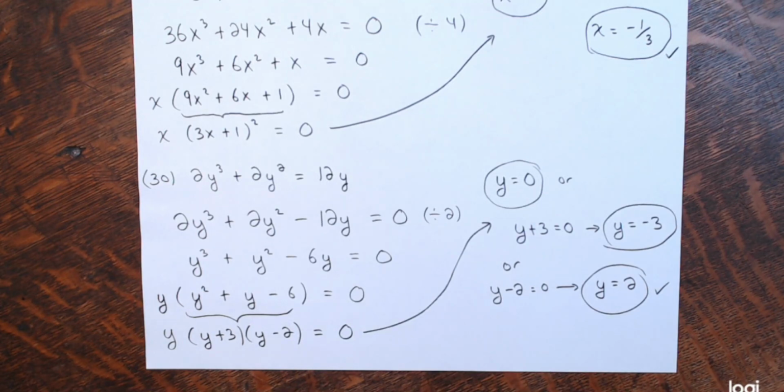Great. So every single one of those, right? Solving a polynomial equation. You get a simplified polynomial on one side, 0 on the other. You factor that polynomial as much as possible, and then use the zero product property to find your solutions. And of course, check your solutions back in the original equation.